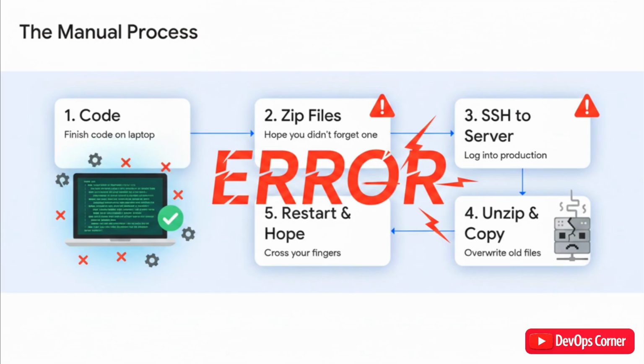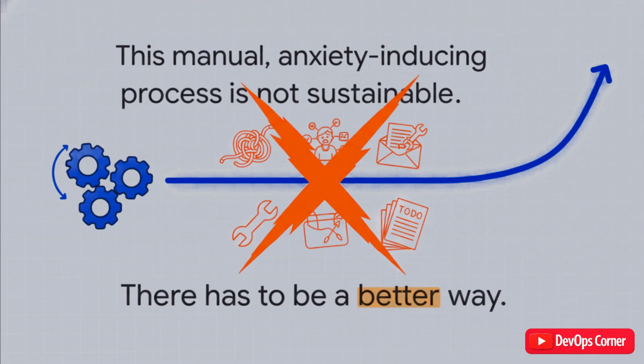Every single one of these steps is a landmine, a place where a simple human error, a typo, a forgotten file can bring the entire system crashing down. Look, this manual, anxiety-inducing process is just not sustainable. It doesn't scale, it's not reliable, and frankly, it is a terrible way to build modern software. There has to be a better way, and that better way is built on a simple but incredibly powerful philosophy: automation. We need to take the error-prone human out of the loop as much as possible.